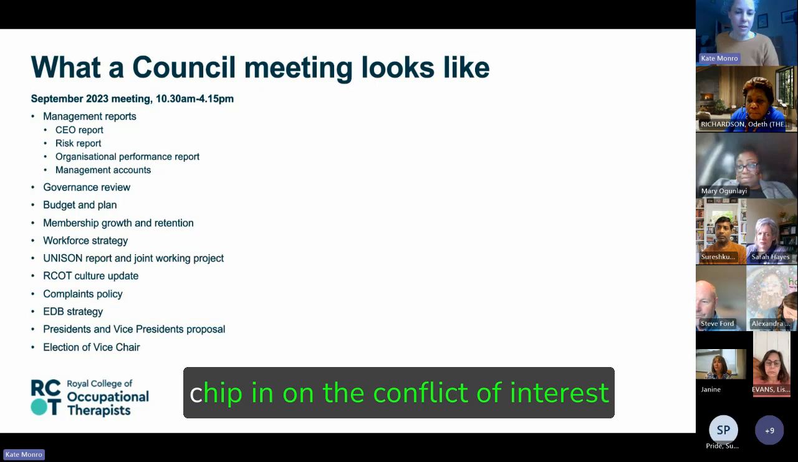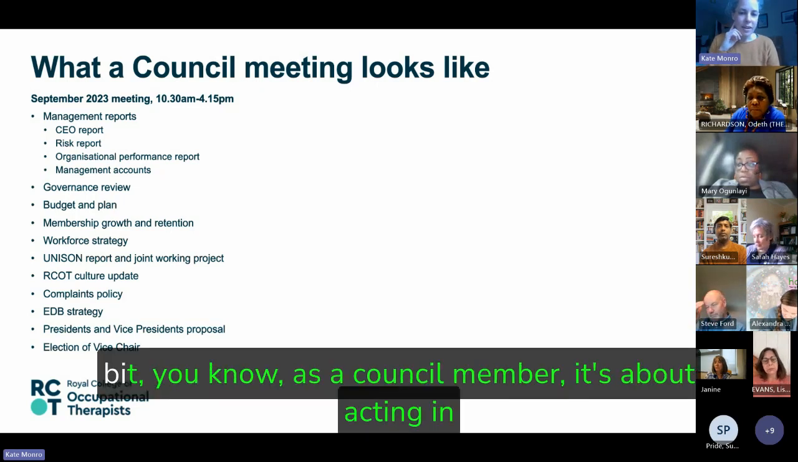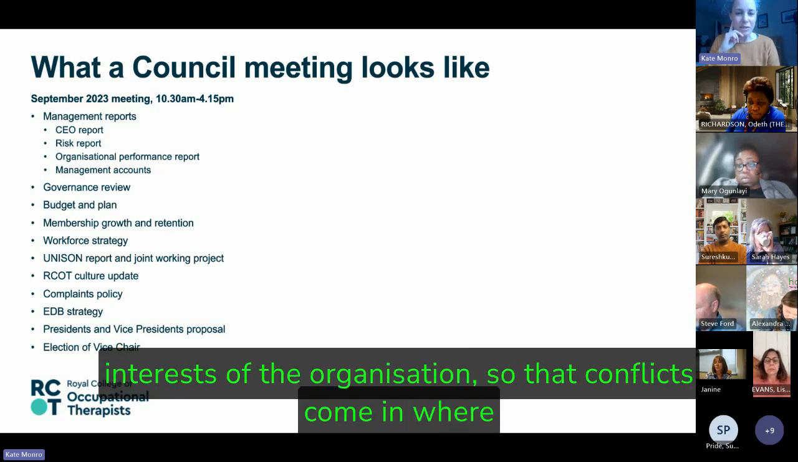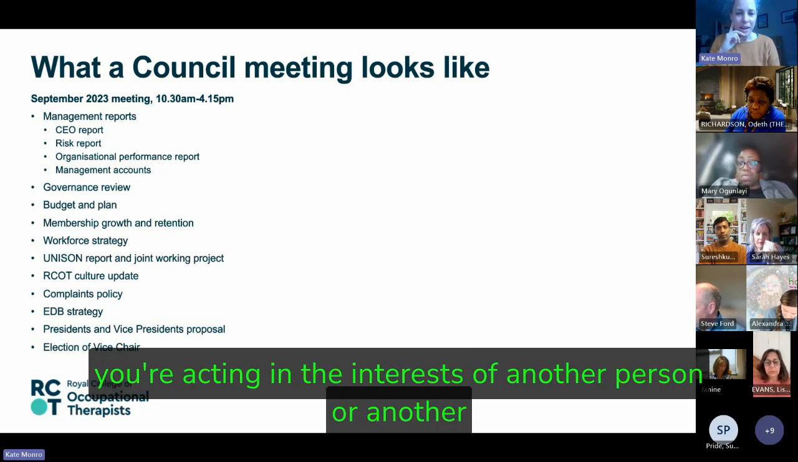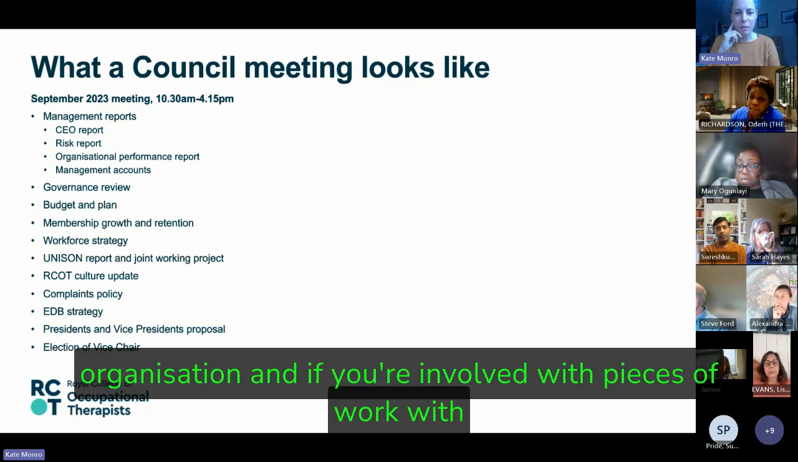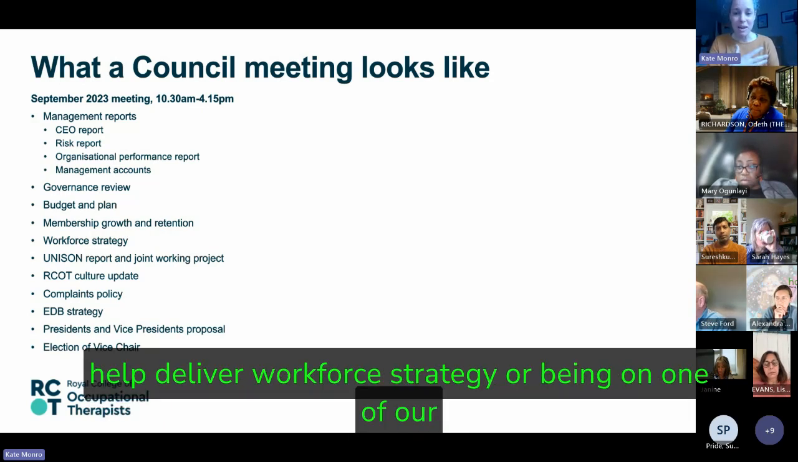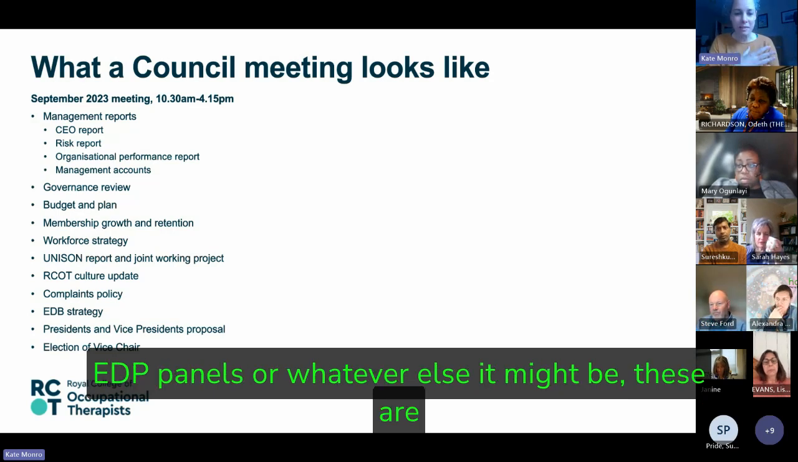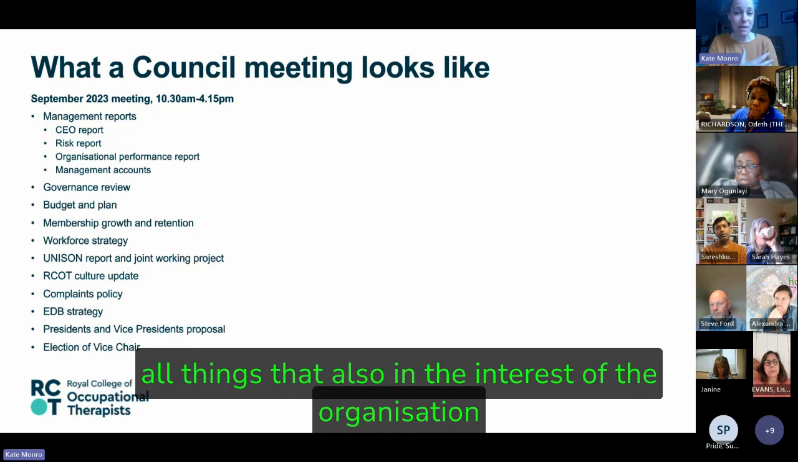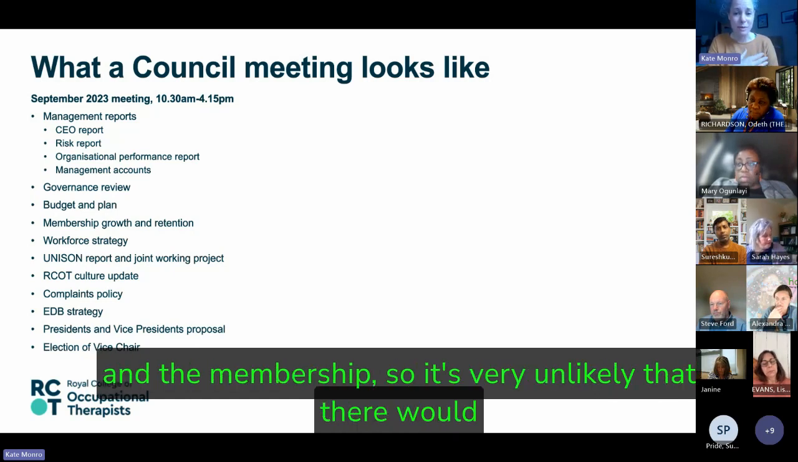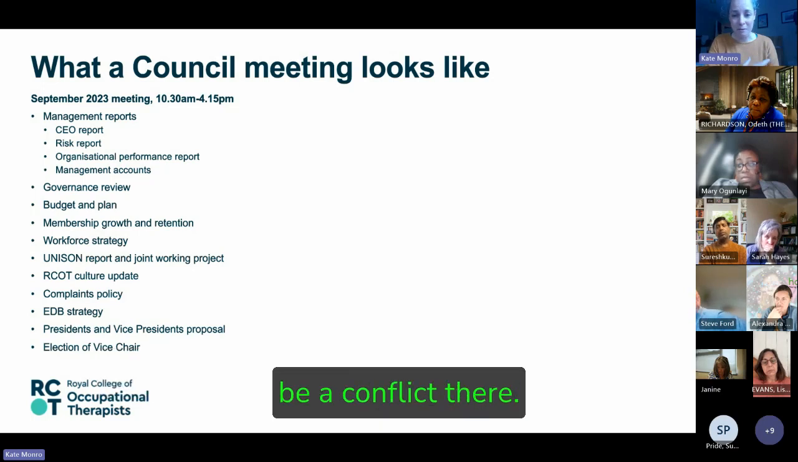And just to chip in on the conflict of interest bit, as a council member, it's about acting in the interests of the organisation. So the conflicts come in where you're acting in the interests of another person or another organisation. If you're involved with pieces of work with a different volunteer hat on for RCOT, to help deliver workforce strategy or being on one of our EDP panels or whatever else it might be, these are all things that are also in the interest of the organisation and the membership. So it's very unlikely that there would be a conflict there.